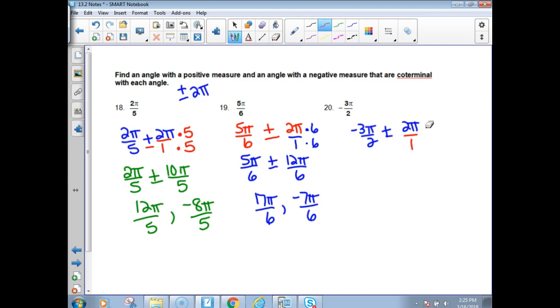Okay, negative 3 pi over 2 plus or minus 2 pi. Again, multiply top and bottom by 2 to get the common denominator of 2. That's going to give you negative 3 pi over 2 plus or minus 4 pi over 2. Negative 3 pi over 2 plus 4 pi over 2 will be 1 pi over 2, or just pi over 2. And the negative answer, negative 3 pi over 2 minus 4 pi over 2, would be negative 7 pi over 2.